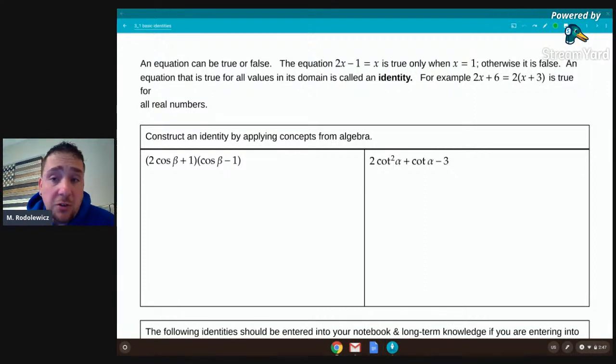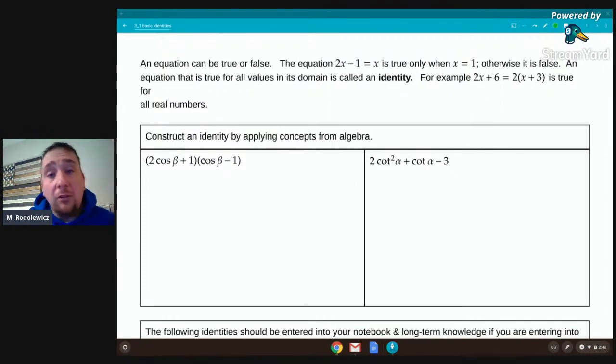So for instance, let's choose an easy number like 0. 2 times 0 is 0 plus 6 is 6. Substitute in 0 on the right, you make 6. Choose another number, anything you want, 10. On the left, you'd get 26. On the right, 13 times 2 is 26. So no matter what you substitute in, the two sides will always be equal. Therefore, it's called an identity.